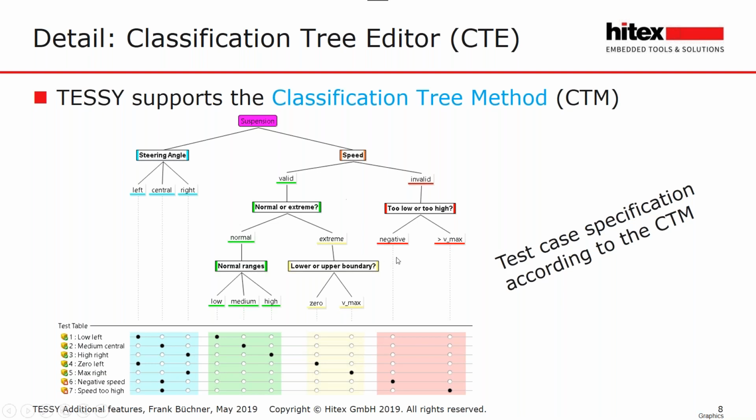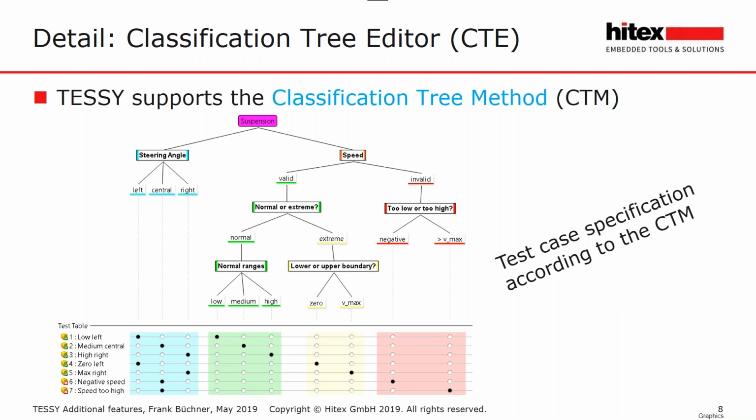A basic thing in this classification tree method are equivalence classes. You see here, for instance, that the steering angle is divided into three equivalence classes: left, central, and right. Unfortunately, there is not enough time to explain this method in more detail. Just an idea of how such a test case specification looks.